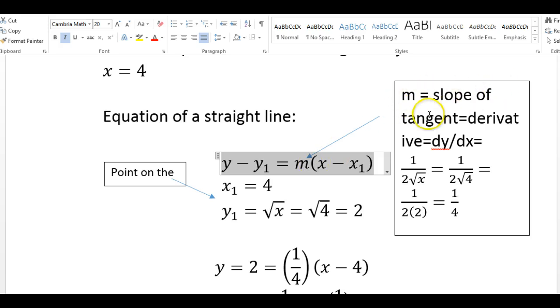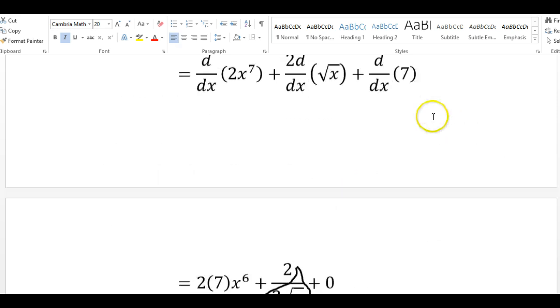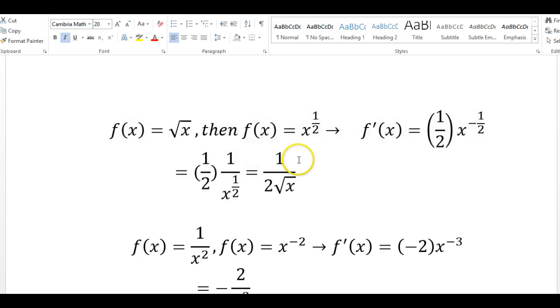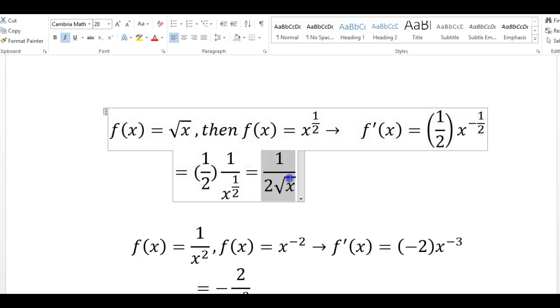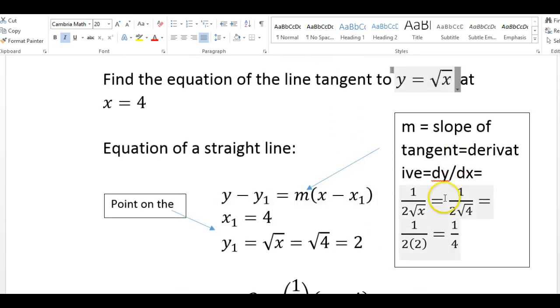We know that the slope of the tangent is nothing but the derivative, and we know how to find the derivative now. The function is a square root function, so using the power rule, the derivative is 1 over 2 square root x. Therefore the slope m is 1 over 2 square root x, but you need to put in the value of x, which is 4. You get 1 over 2 square root 4. Square root 4 is 2, so 2 times 2, which is 1 over 4.